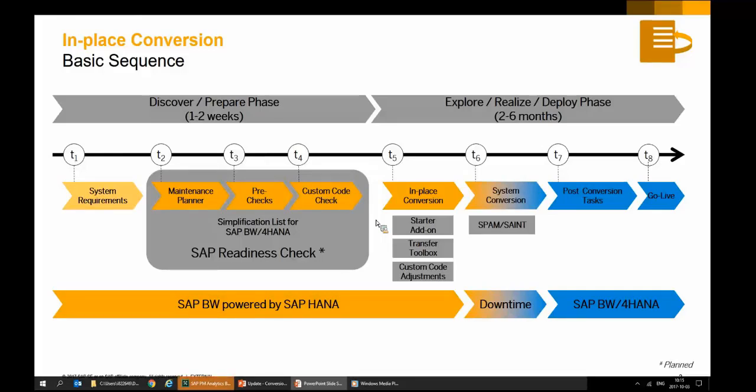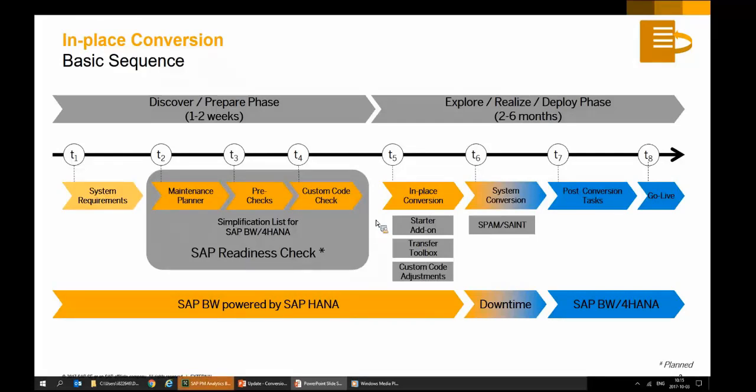The maintenance planner allows you to download the required software, in this case the starter add-on and the software stack for BW4HANA at the end. The maintenance planner will also check existing add-ons on your system. Important topic, because there's only a limited number of add-ons available so far for BW4HANA.